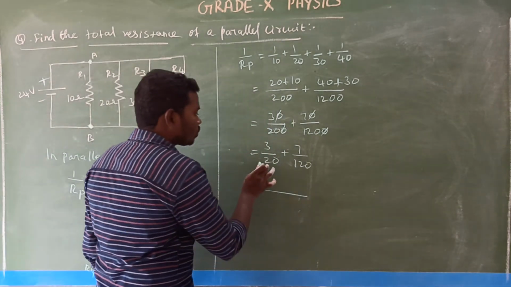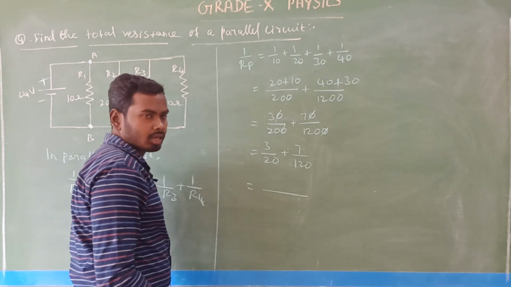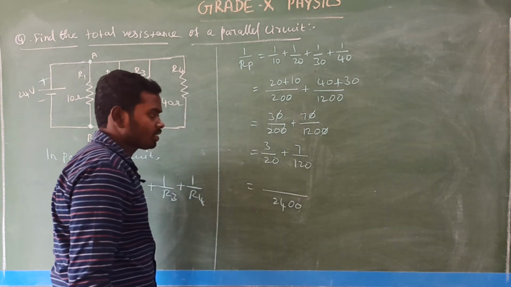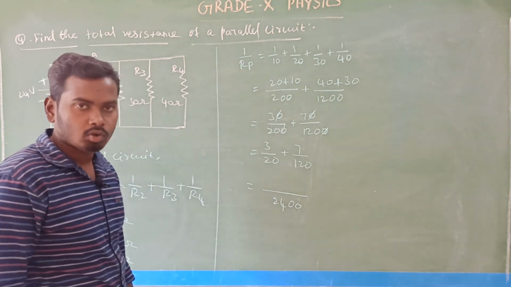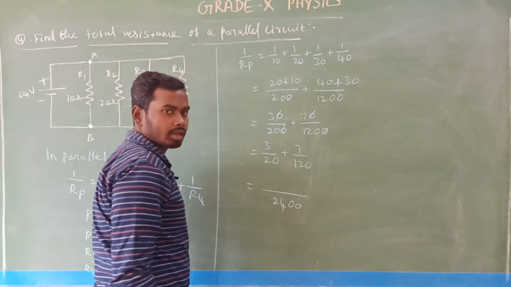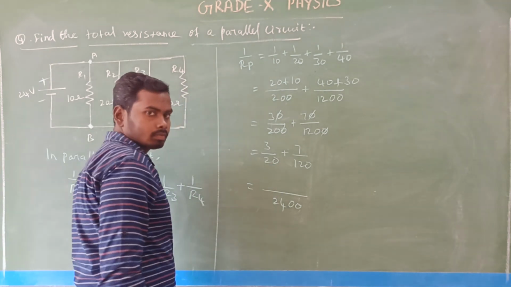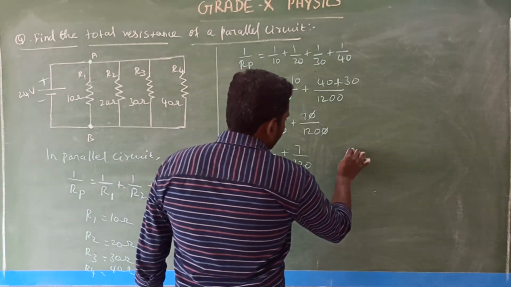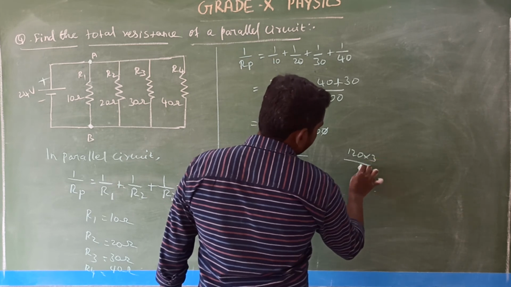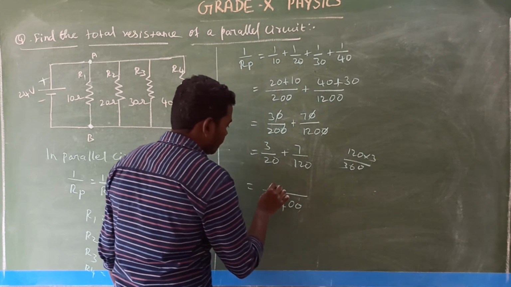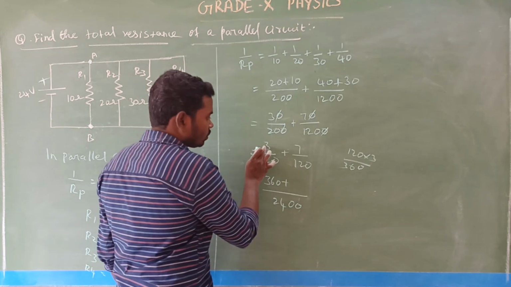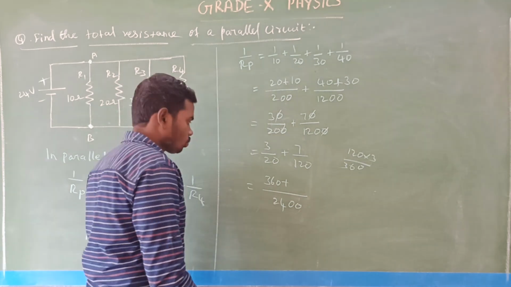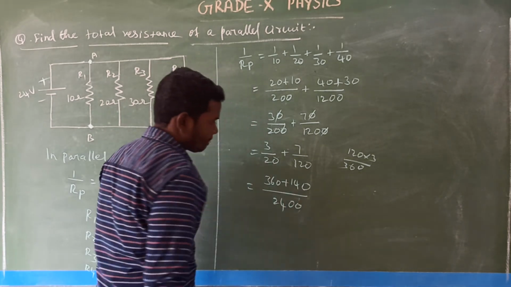So 20 into 120, what will be there? 2 into 12 is 24 and two zeros, so 20 into 120 is equal to 2400. And make a cross multiplication. What will be there? 120 into 3 is 360. 360 plus 7 into 20, what will be there? Yes, 140. That's all.